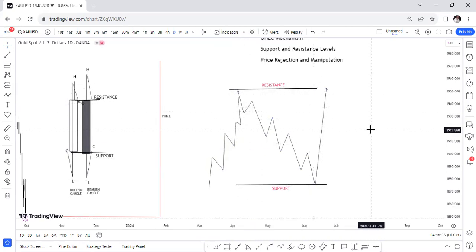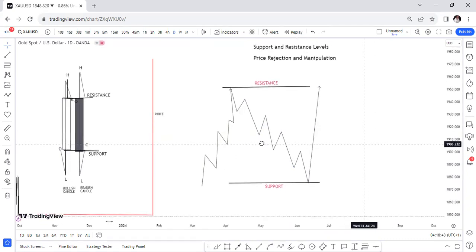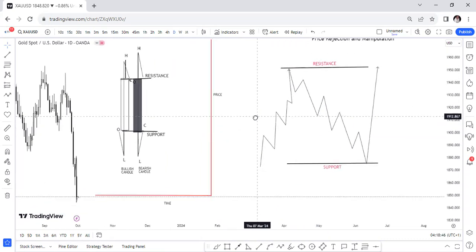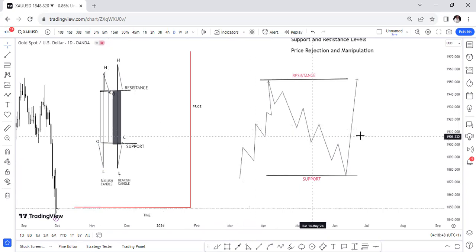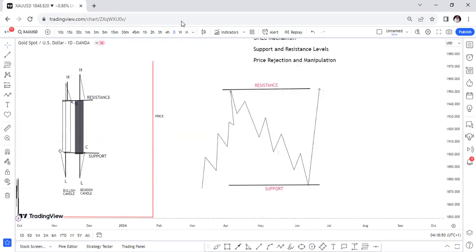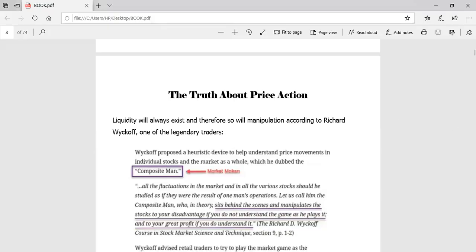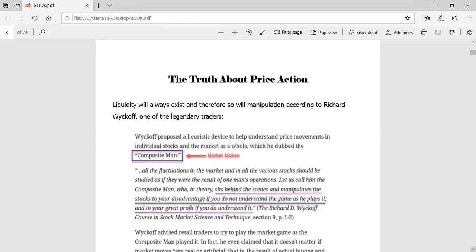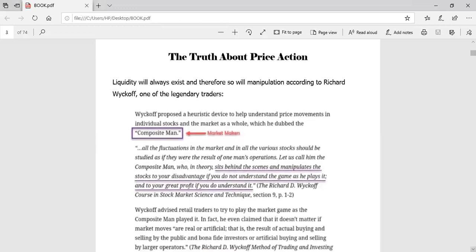So the sellers are facing resistance from the buyers, while the buyers are facing resistance from the sellers. I'll show you. I've talked about the price manipulation here. What the price manipulation is, simply, is about trading off the low, trading in the opposite of the retail stop loss.